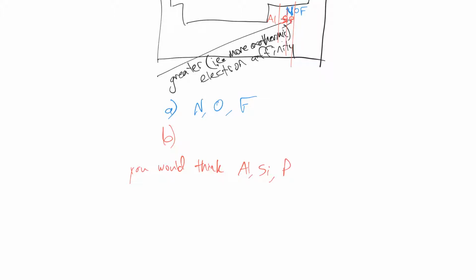The best way to understand the exception is to draw an orbital diagram. So let's do that for both silicon and phosphorus. So orbital diagrams are the series of boxes that we fill with arrows indicating electrons.